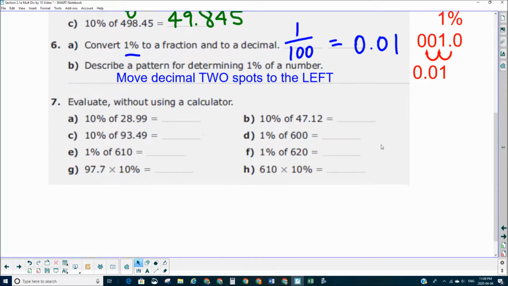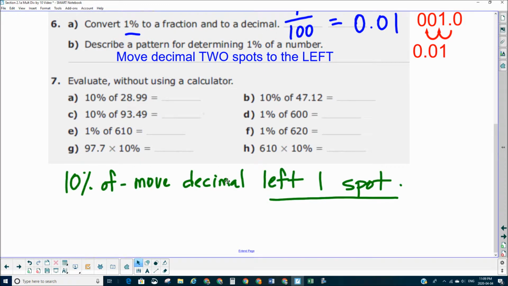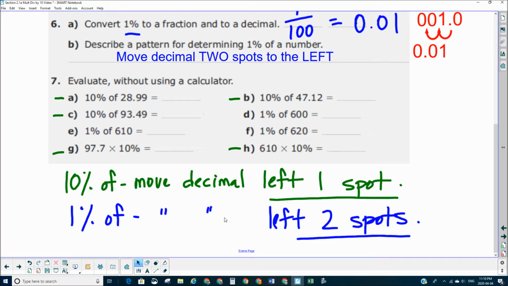So that's going to be helpful when we're evaluating these ones. So remember, in number 7, 10% moves decimal place left one spot. So for all of these ones here, it's 10%, you're going to move left one spot. But 1%, you're going to move left 2 spots. So all of these are going to be moved 2 spots to the left. So let's try this guy.